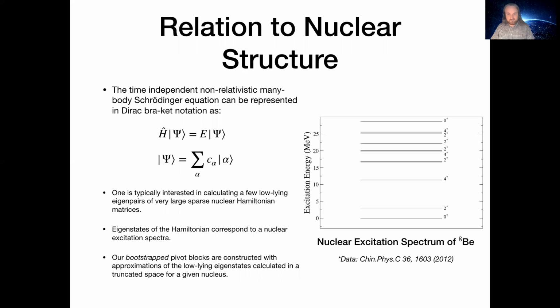So block Lanczos is fantastic for this. What we do basically is compute approximations of the low-lying spectra in some truncated model space. We project them into the full model space, we cram them into the pivot block of block Lanczos, and we run it. And then we see if it actually improves the performance of block Lanczos. And it does. Let me show you that.